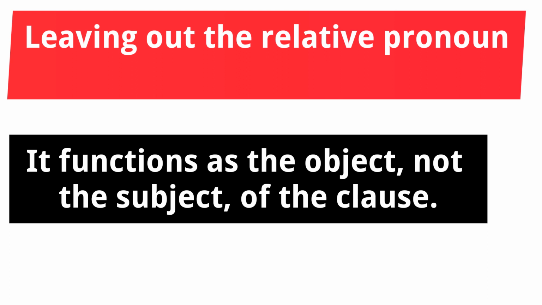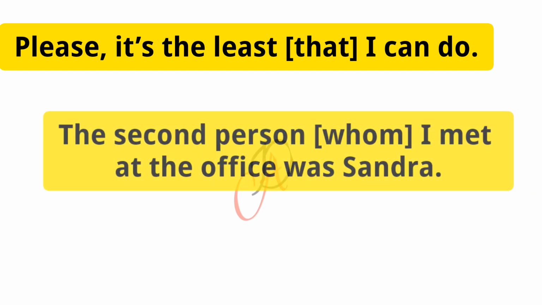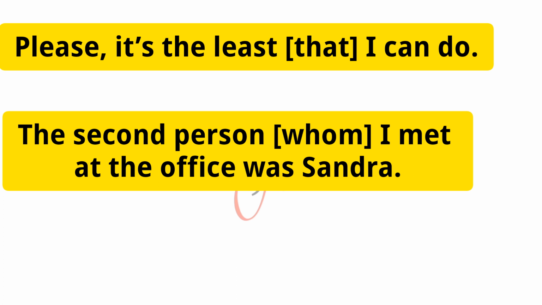First, let's understand the examples where the relative pronouns are optional. The first example: please, it's the least that I can do. When you look at this example closely, we can make the sentence complete and meaningful without using the relative pronoun that. So, that is optional. Please, it's the least I can do. The second example: the second person whom I met at the office was Sandra. Here, the optional pronoun is whom. Without whom also we can make the sentence complete and meaningful.